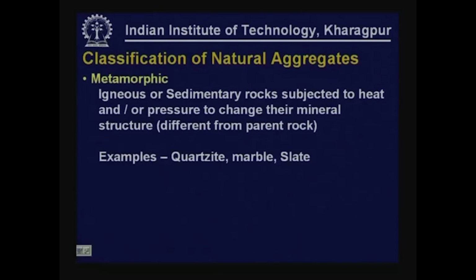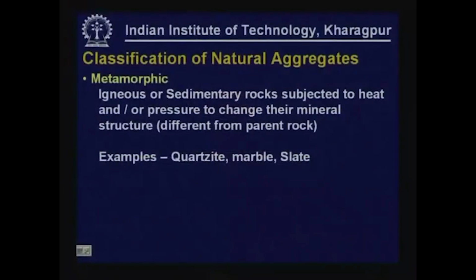The third type of classification that we consider is metamorphic rocks. These are either igneous or sedimentary rocks which have been subjected to heat and/or pressure. It could be just heat or a combination of heat and pressure, transforming these rocks which were either sedimentary or igneous into a new form. So, the mineral structure gets changed when metamorphic rocks are formed compared to its parent rock. Examples of metamorphic rocks are quartzite, marble and slate.